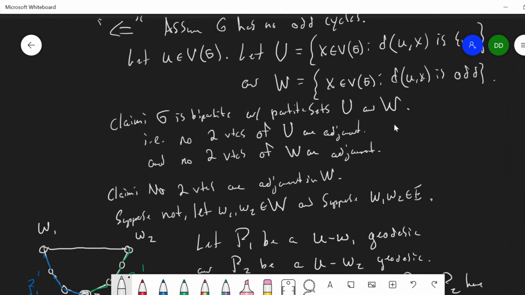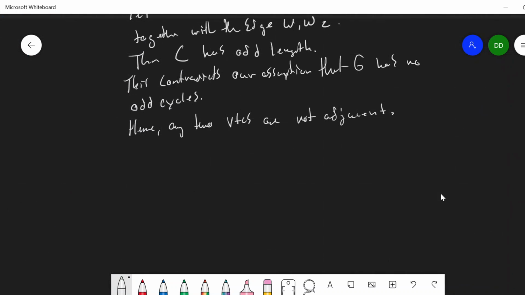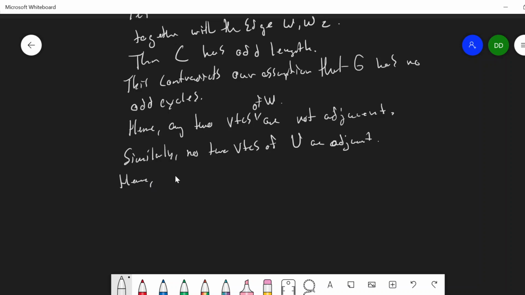So no two vertices of U are adjacent, and no two vertices of W are adjacent. Hence, U and W are partite sets, and G is bipartite. No two vertices of W are adjacent. Similarly, no two vertices of U are adjacent. Hence, G is bipartite. And that's the proof.